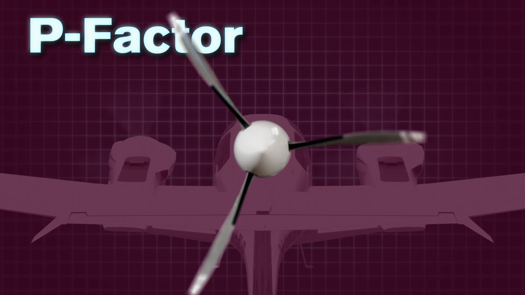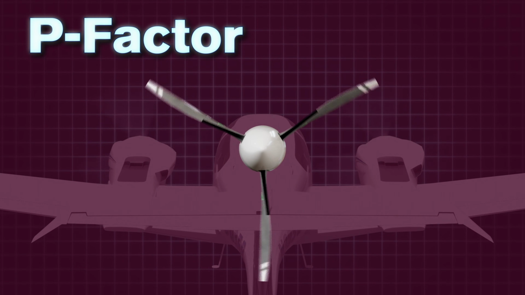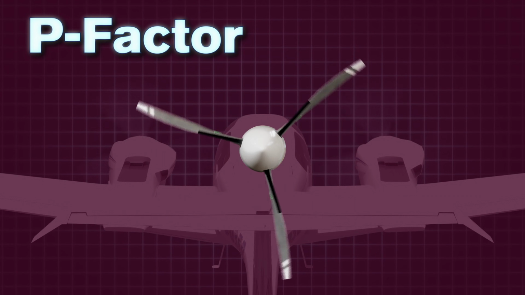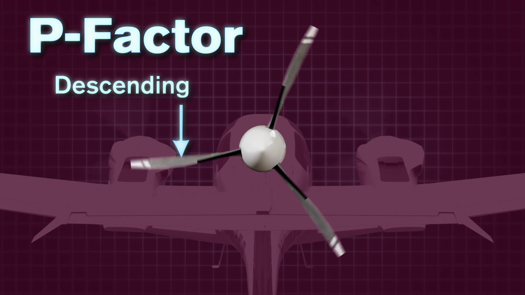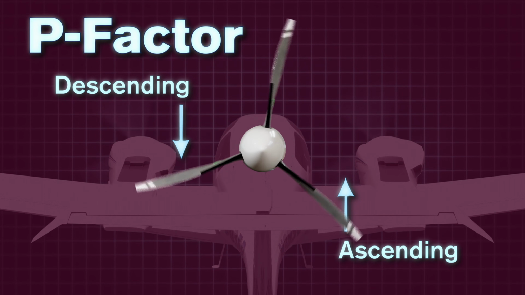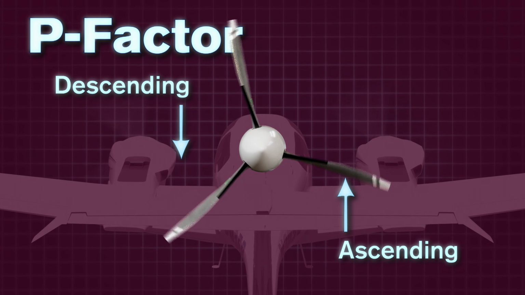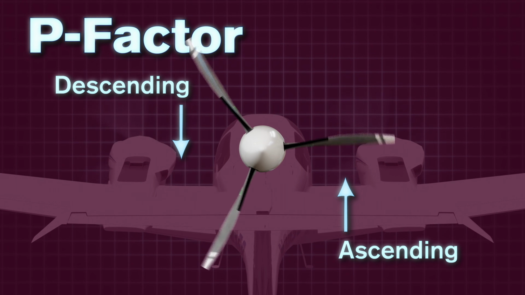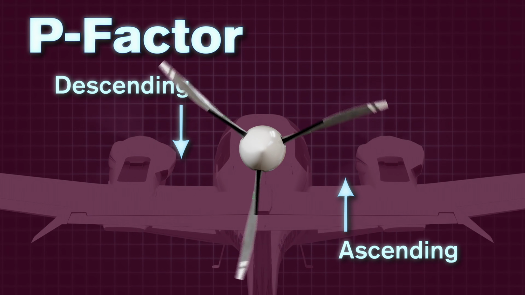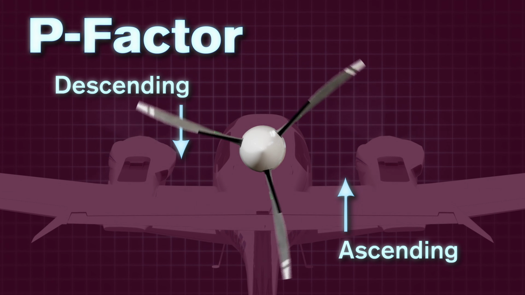P-factor. The other element that helps determine a critical engine is P-factor. P-factor is based on the concept that the descending blade of a conventional rotating propeller causes more thrust than the ascending blade. This happens because the descending blade has a higher angle of attack than the ascending blade when the aircraft is in a high-pitch attitude. This difference in angle of attack creates more thrust on the descending propeller than the ascending propeller.